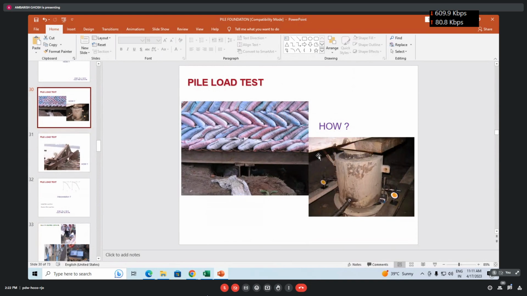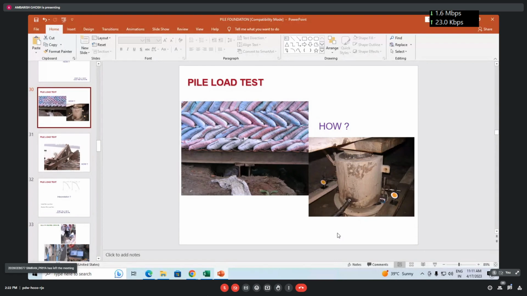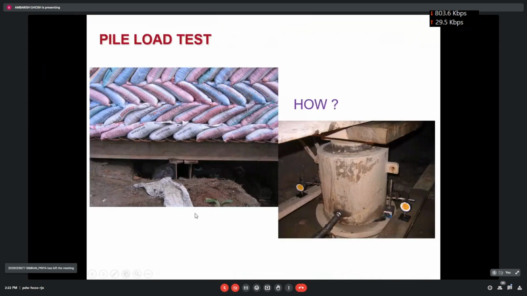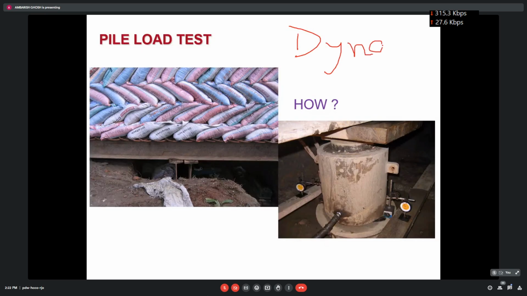Conducting these two tests, these are the pile load test. This is the cantilever method. But nowadays another method is available, that is called the dynamic pile load test. In case you cannot go for this cantilever method, you can go for the dynamic pile load test.